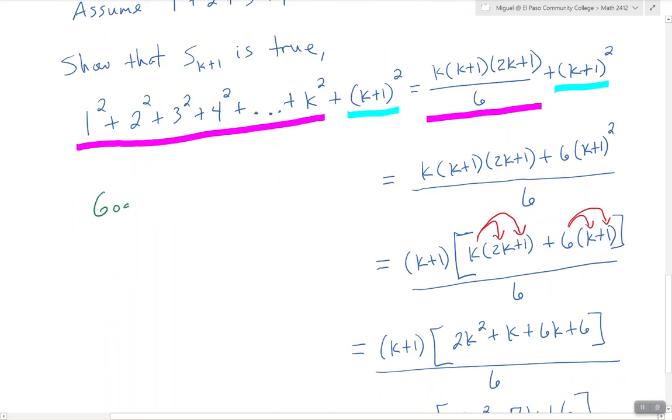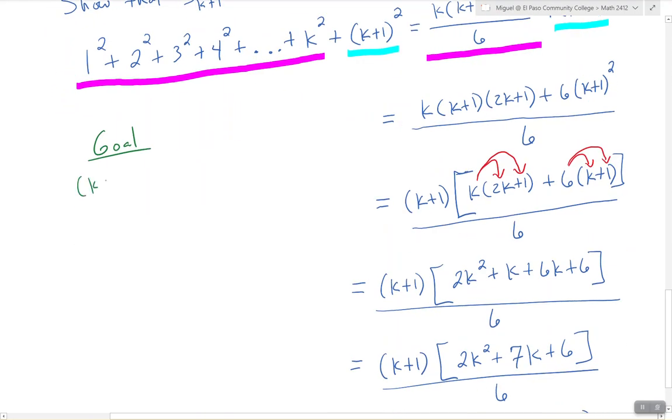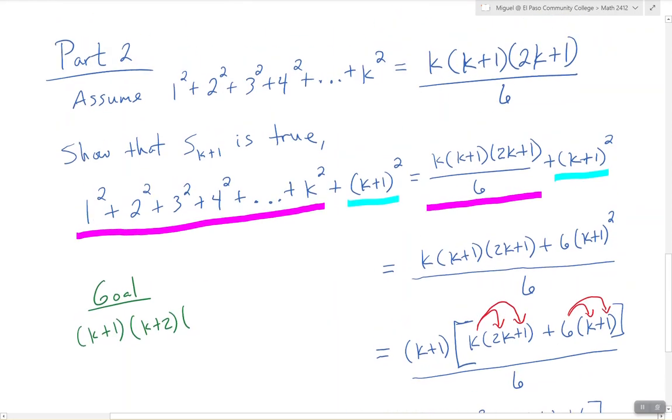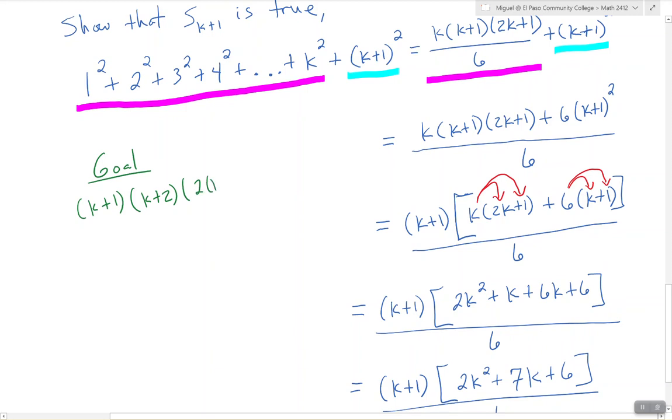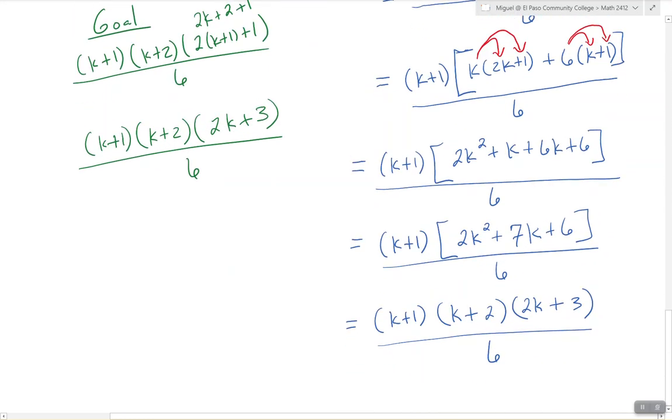Our goal would be: k would become k plus 1, k plus 1 would become k plus 2, and then the 2k plus 1 would become 2 times k plus 1 plus 1, and it's all over 6, right? So if I simplify a bit, this term would be 2k plus 2 plus 1. So this would be 2k plus 3, all over 6.